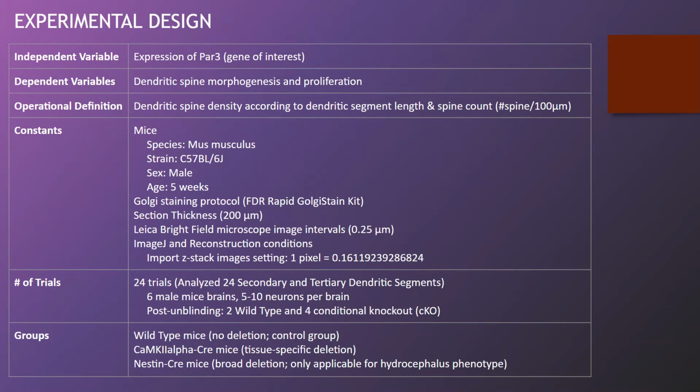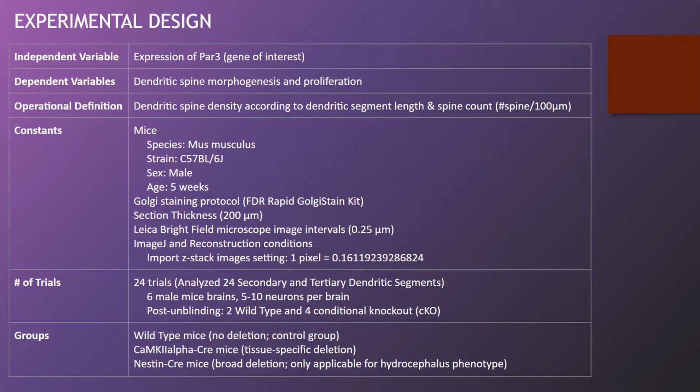Next is my experimental design, outlined in the following table. Important to take note of here are the trials and the test groups. In total, I analyzed the spines of 24 secondary and tertiary dendritic segments. To avoid any conscious or unconscious bias, the number of wild-type and knockout brains were kept under blinding conditions. But the numbers you see here are post-data analysis.